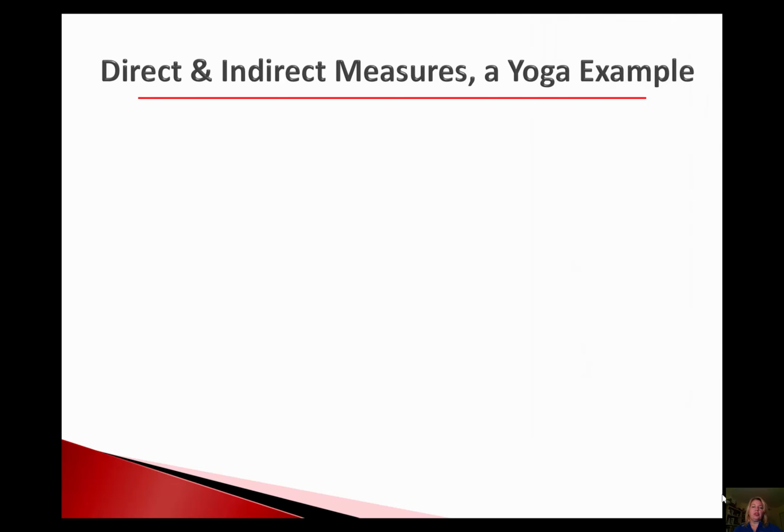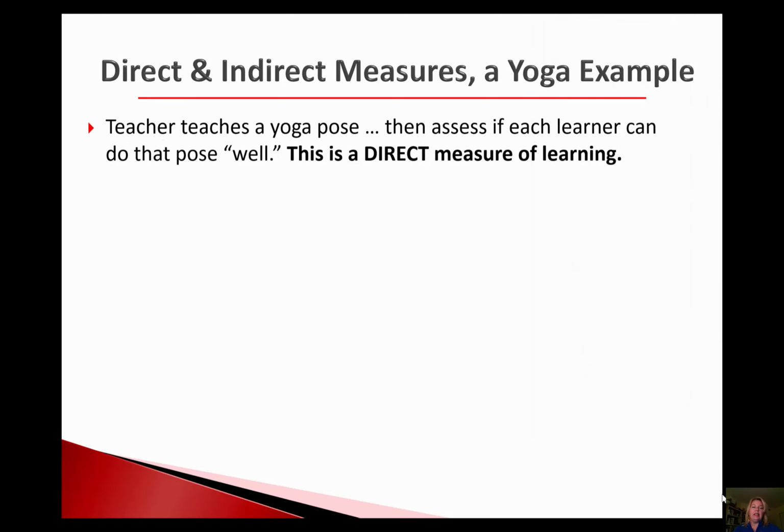Direct and indirect measures: a yoga example. A teacher teaches a yoga pose, then assesses if each learner can do the pose well. This is a direct measure of learning. You teach downward facing dog and all the aspects of that one needs to know, including the positioning, how you get into that position, the breathing that needs to take place in that position, etc. Then you have the learner do it, and you measure how successfully they did that. A very clear, direct measure.